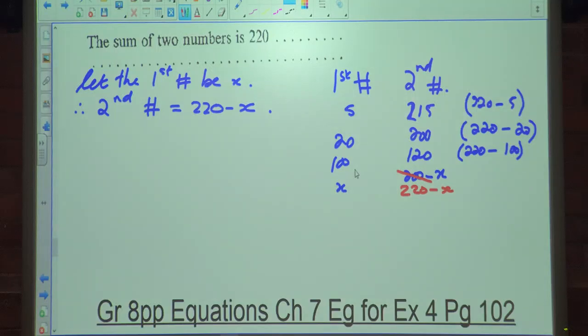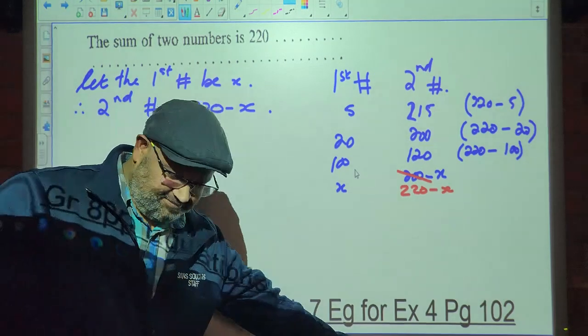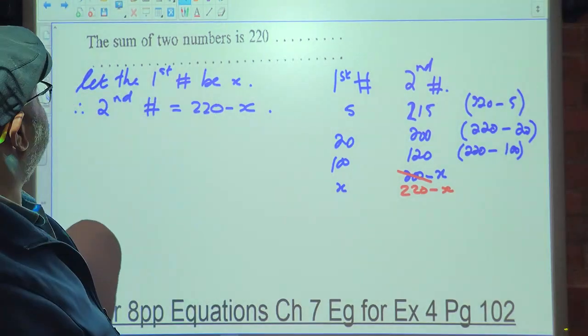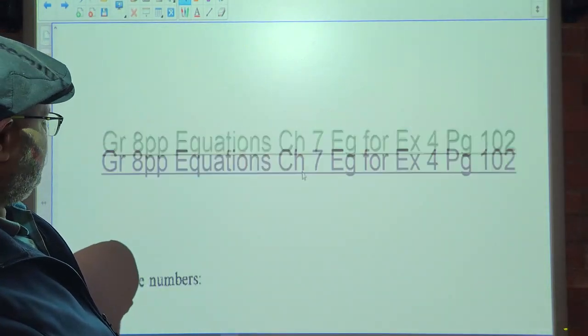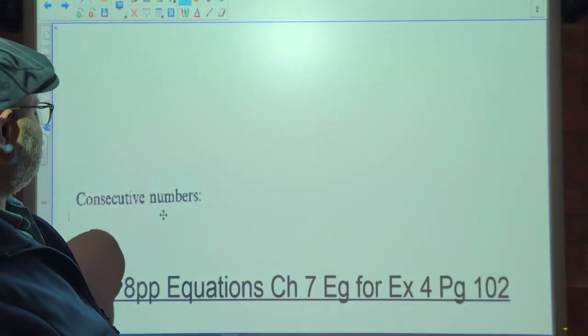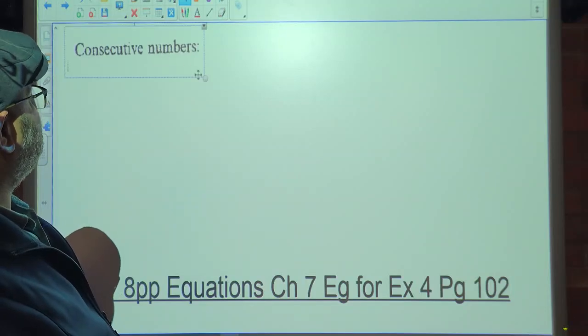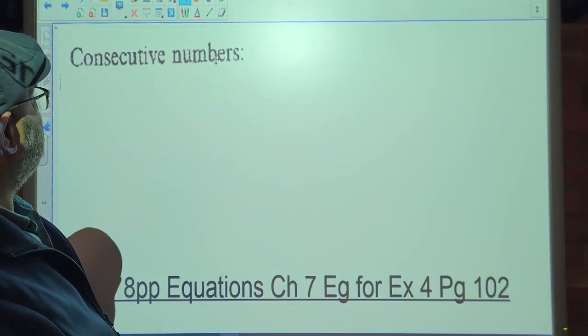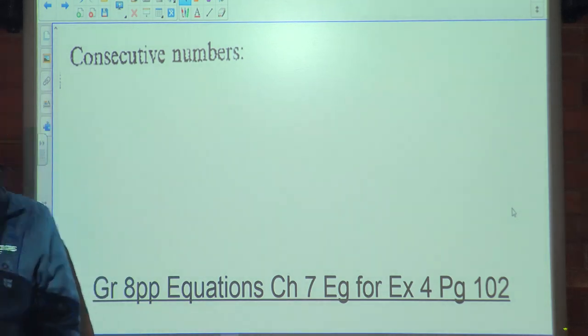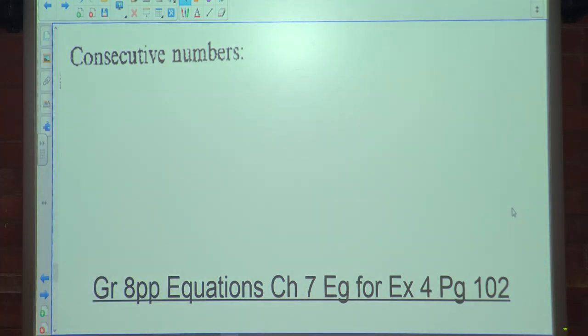Easy then? Consecutive numbers. Give me an example of consecutive numbers. What are consecutive numbers? Consecutive numbers are numbers that follow each other. Yes. So if the first number is 12, then we get 13, 14, 15 and so on.